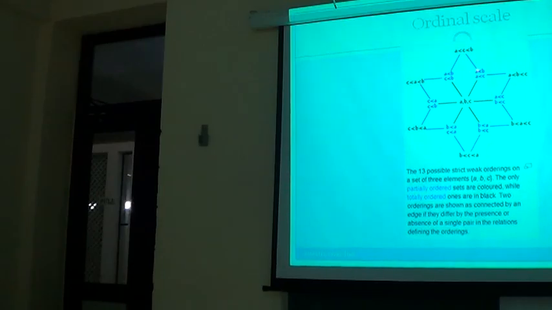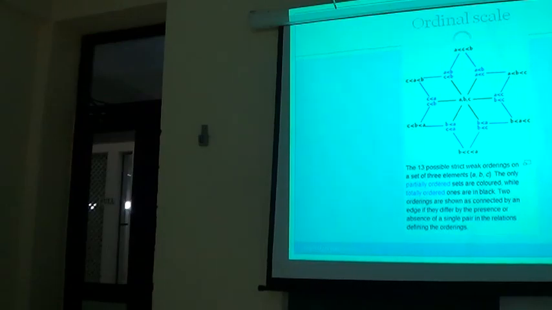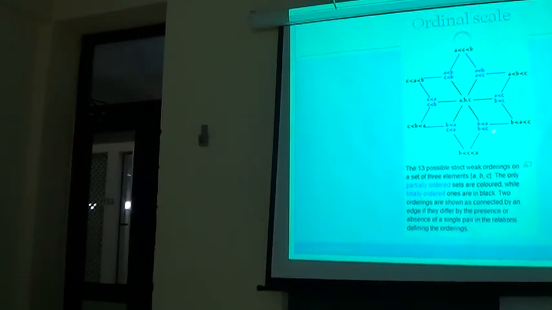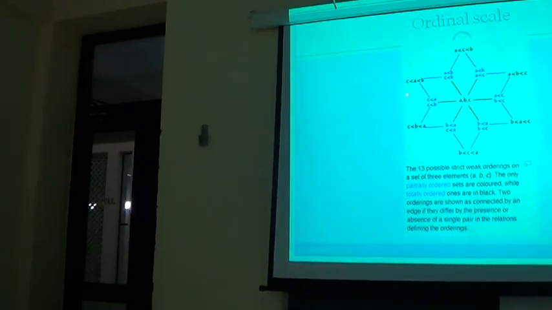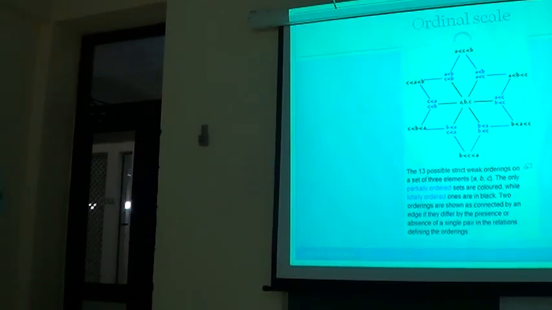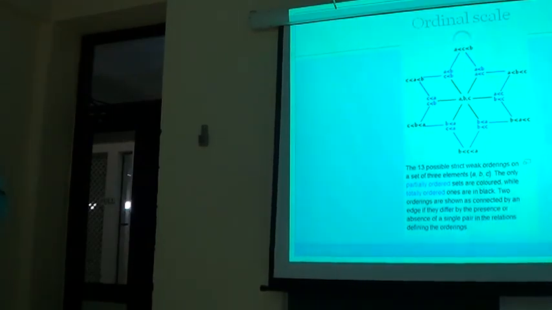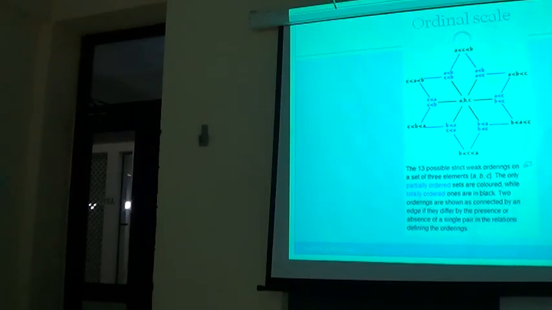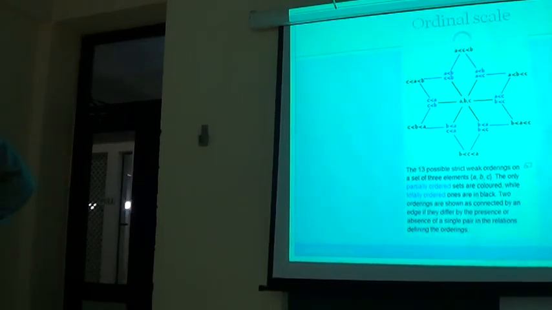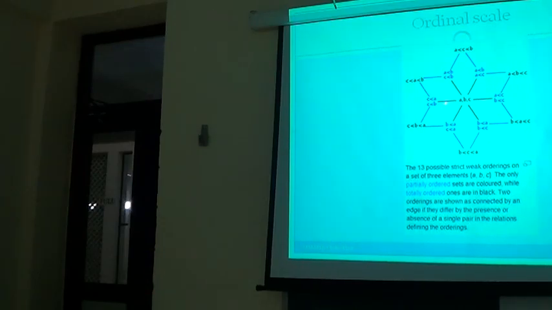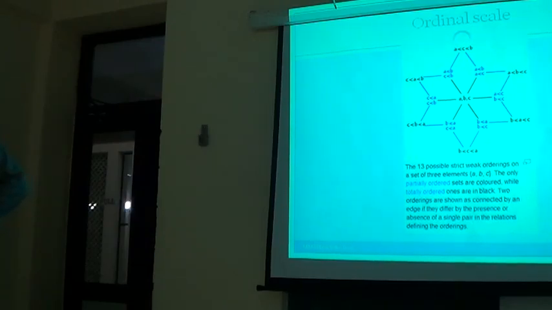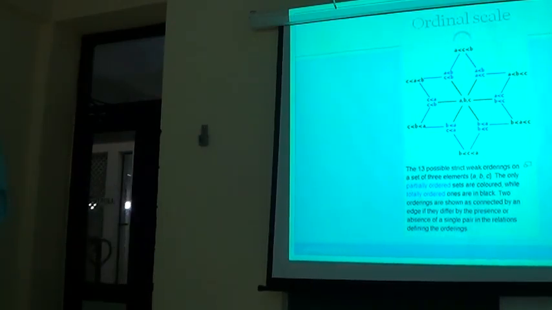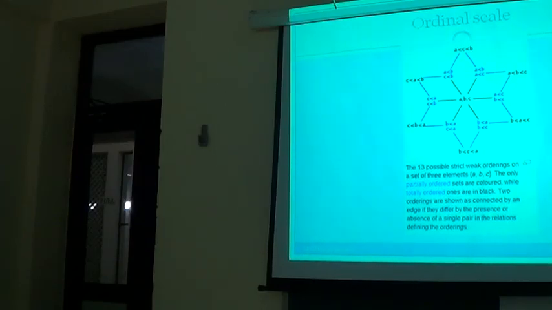There are 6 total orders possible for a set of 3 variables. And these are strict orders, right? These are totally ordered. C is lesser than A is lesser than B. The order is absolutely certain. So these are what you call totally ordered. 6 total orders are possible for a set of 3. And now, including the partial orders, the total number is 13. 13 strict possible orders for a set of 3.